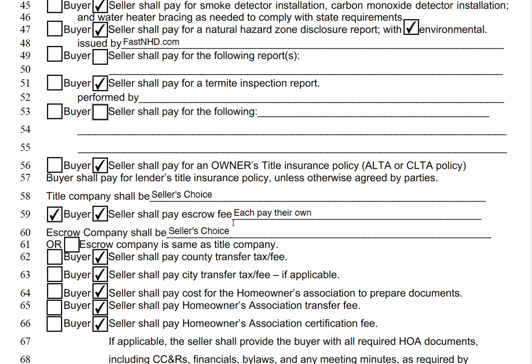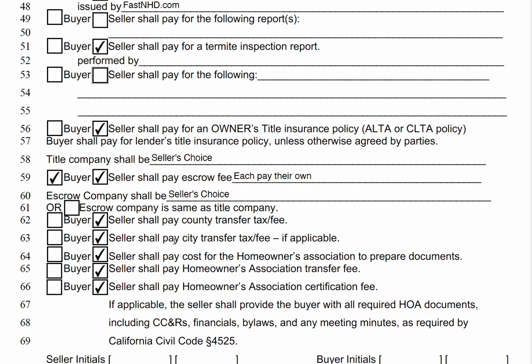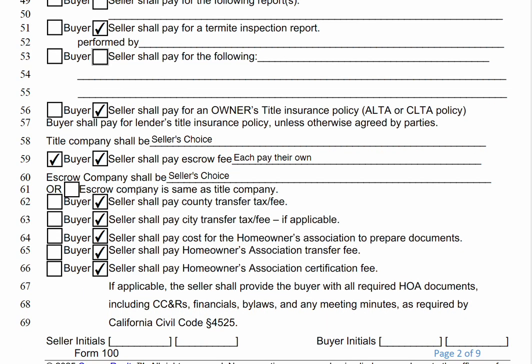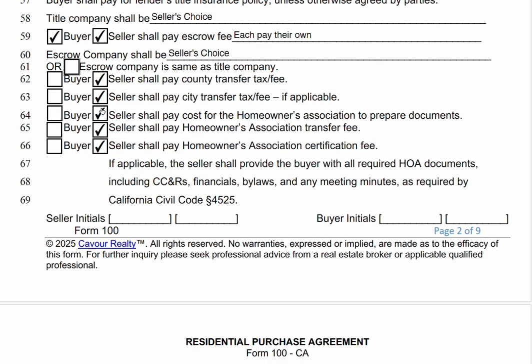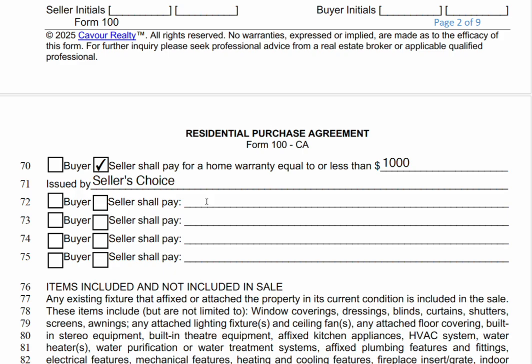We check both these boxes for escrow. Each pay their own. Escrow company should be seller's choice. Of course, if it's the same company, escrow and title, as it often is in Northern California, check that box. And now who's paying what here? Seller shall pay the county transfer tax, city transfer tax, if applicable. Many cities don't have that. And then HOA, if there's an HOA involved, who's paying for the cost of the HOA docs and then the HOA transfer or certification.